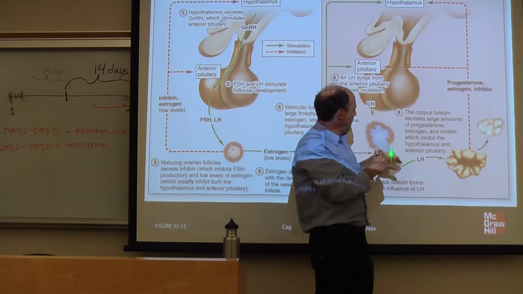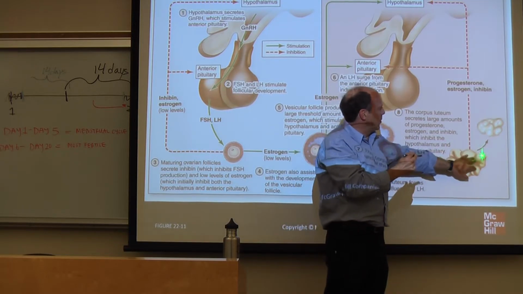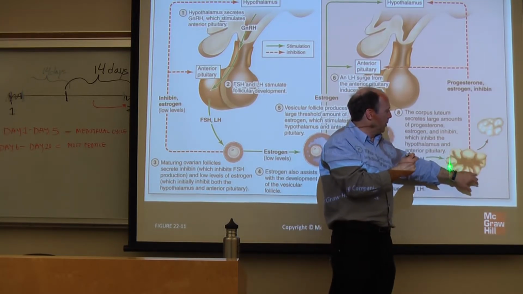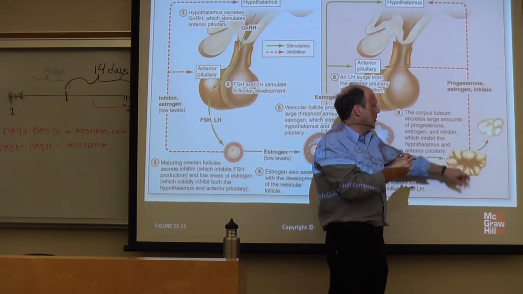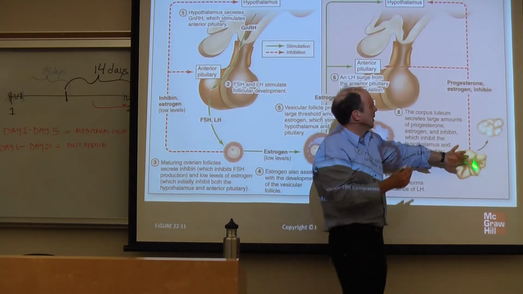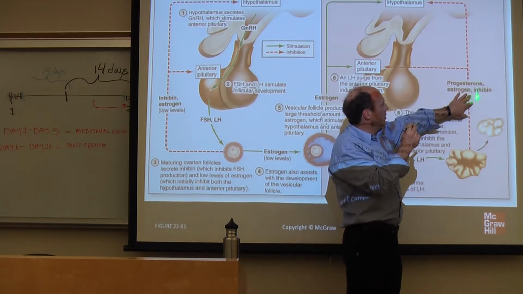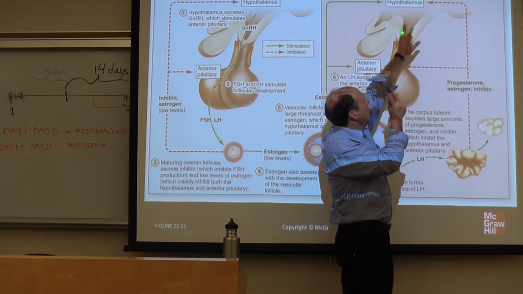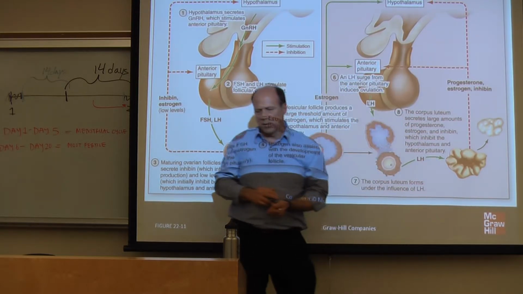And then once you ovulate, that's where you produce this corpus luteum that has an important role and keeps supplying estrogen, progesterone, and also inhibin, and those also feed back on the hypothalamus and pituitary.